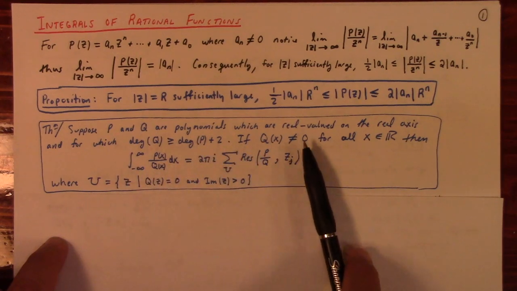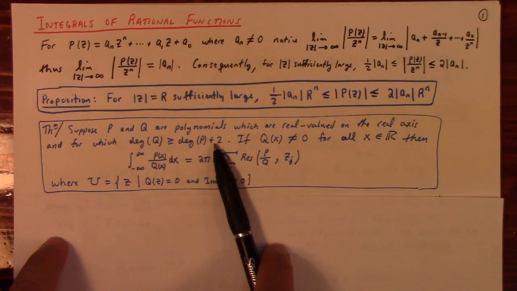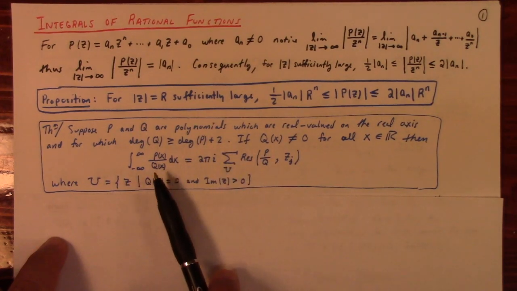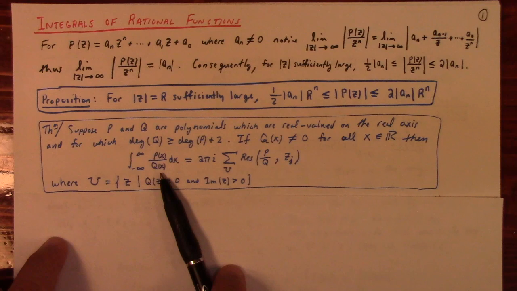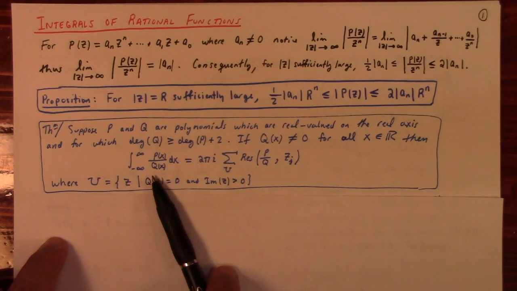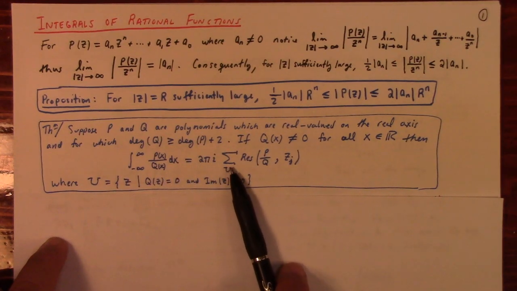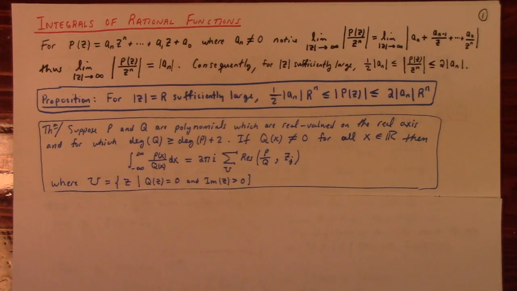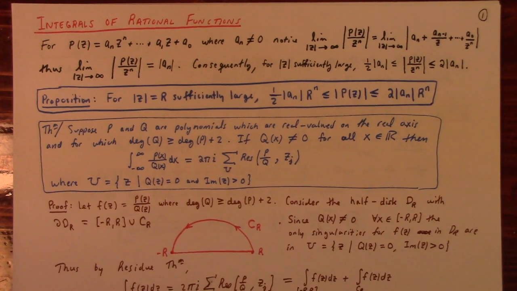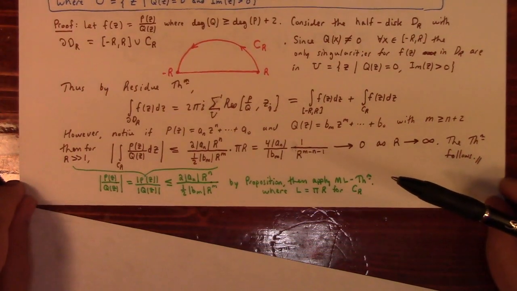So if we have p and q polynomials, real valued on the real axis, for which the degree of q is at least 2 larger than the degree of p, right, the numerator is degree 2 less than the denominator, then as long as the denominator is not 0 on the real axis, we can calculate the integral from minus infinity to infinity of p(x) over q(x) by just 2 pi i times the sum of the residues, over all the singularities which fit in the upper half plane, right? And so the argument is familiar, I think, if you've been paying attention lately.